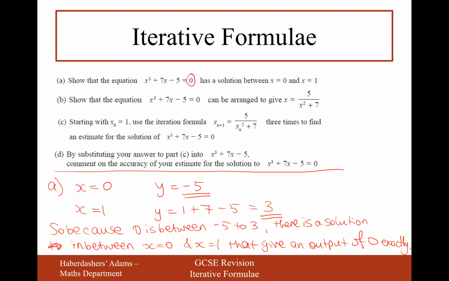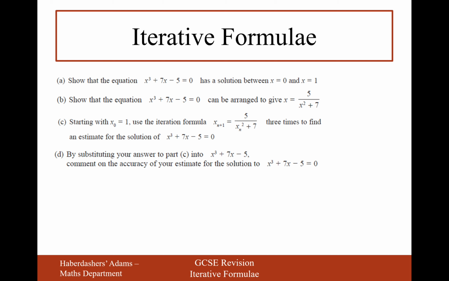Let's now move on to part B. Show that the equation x cubed plus 7x minus 5 can be rearranged into this expression here. So this is a pretty difficult one. But even if you can't get part B, there's no reason why you can't still have a go at part C and part D. Alright, we need to turn into this expression here.